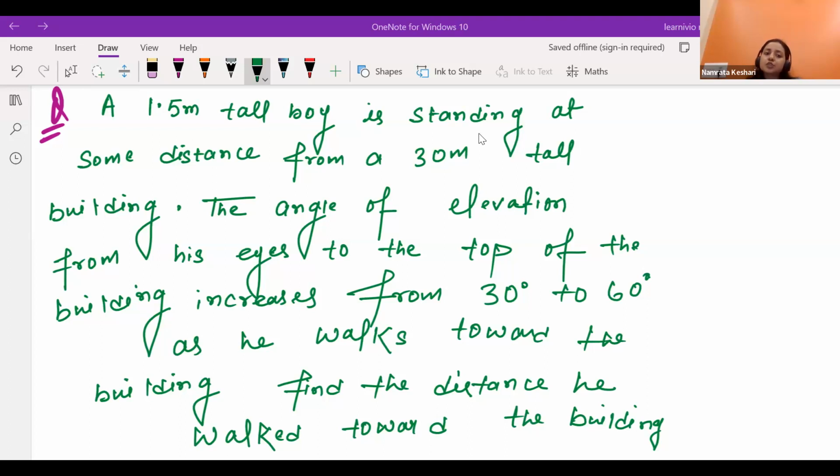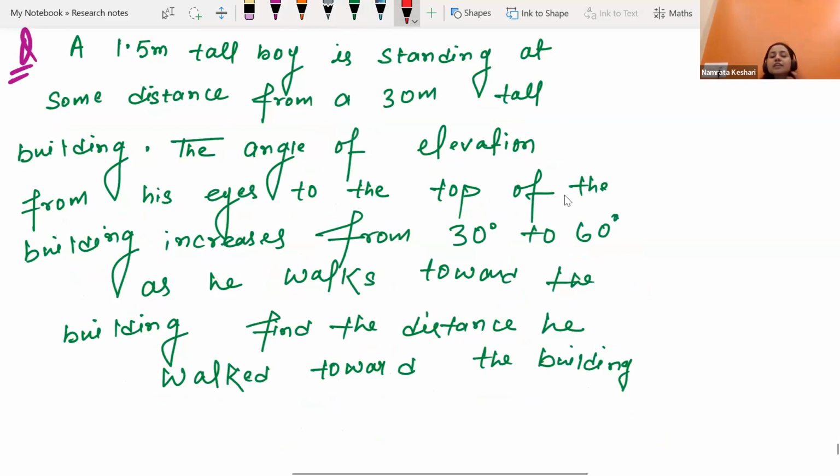But first, let's draw the figure. A 1.5 meter tall boy is standing at some distance from a 30-meter tall building.